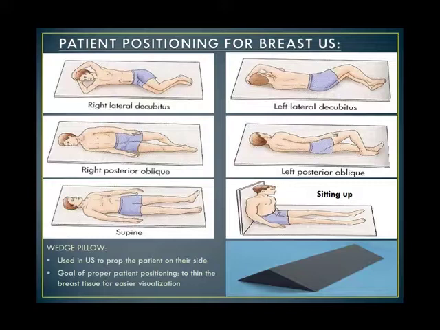We also use supine. Sometimes we use sitting up positions. And then the opposite is true. If the left side of the patient's body is touching the bed, this would be a left lateral decubitus. Left posterior oblique means the patient is a little bit less on the side. And we use this little pillow we call a wedge pillow to position this patient the way that we want.